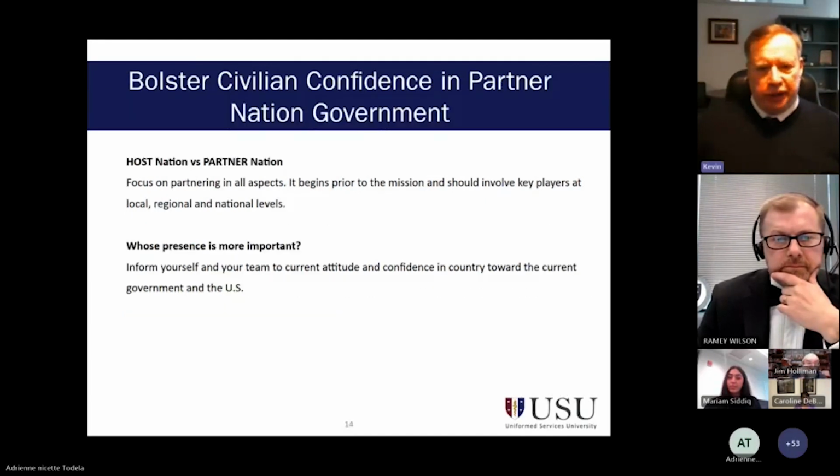This one, I've always enjoyed the most because it talks about bolstering civilian confidence in partner nation government. And I always have to ask myself, are we going into a country that needs it, or is that just inherently a responsibility that we have in this one too?